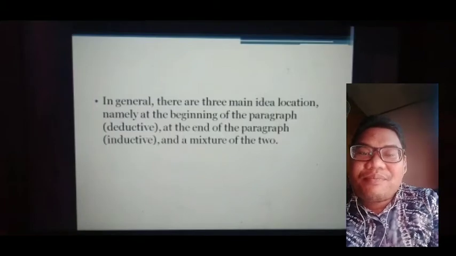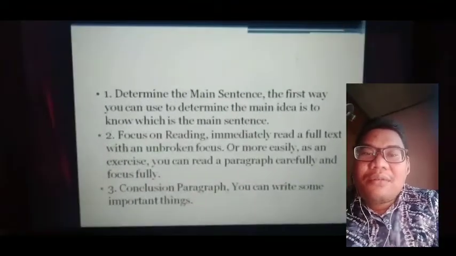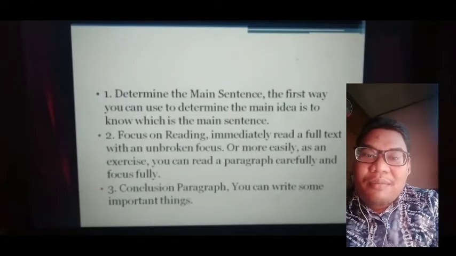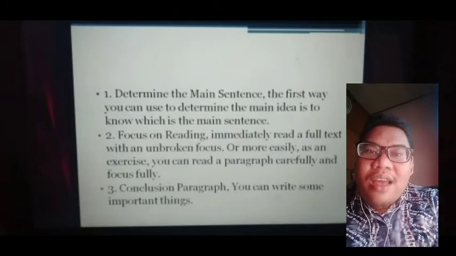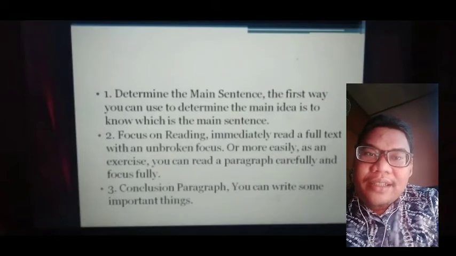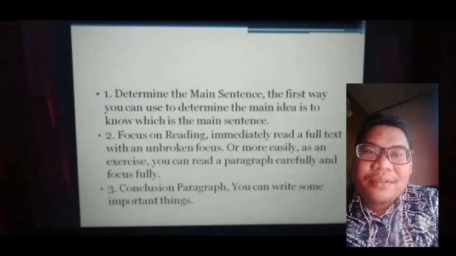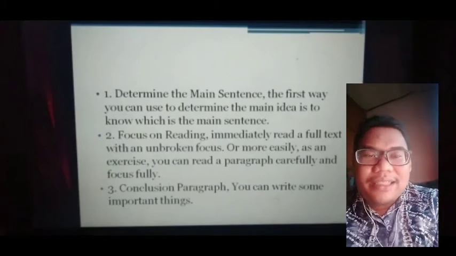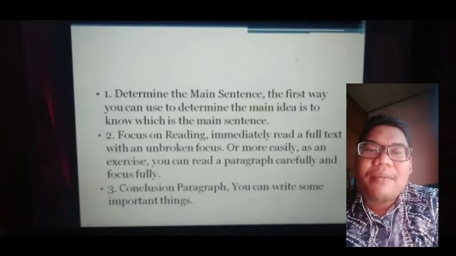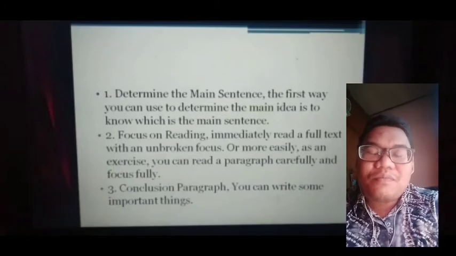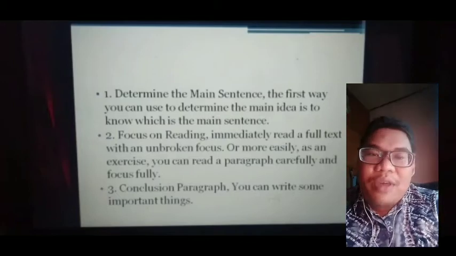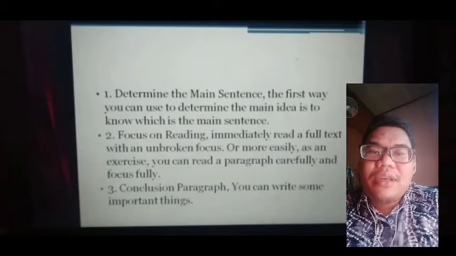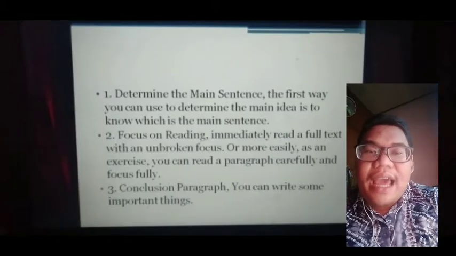All right. Now, how to determine the main idea? First, determine the main sentence. The first way you can use to determine the main idea is to know which is the main sentence. What is the main sentence? The main sentence is where the main idea is. So we have to determine which of the sentences is the main sentence, so we can find the main idea.